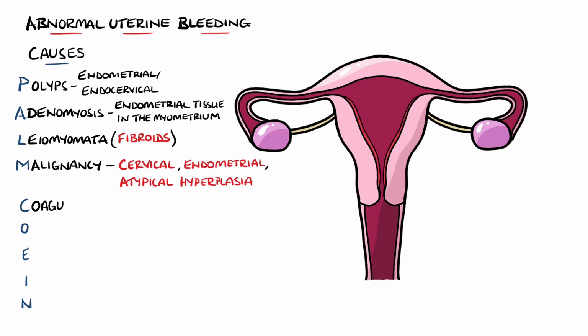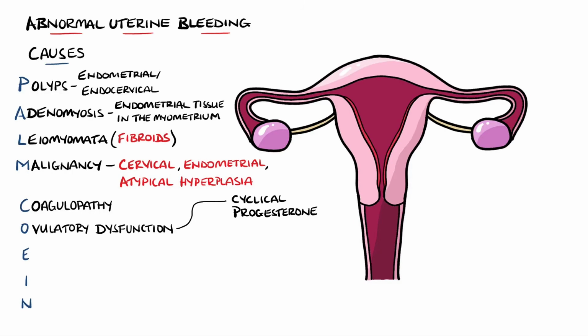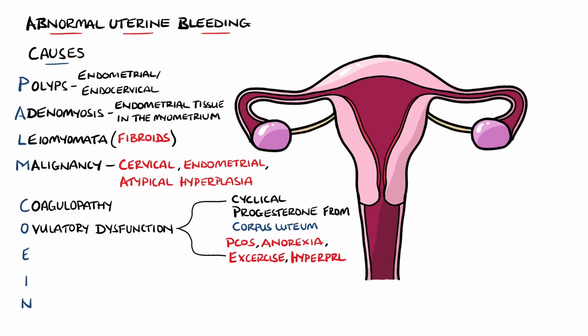The C is for coagulopathy, meaning that bleeding tends to be more severe in patients with clotting disturbances. An example would be von Willebrand's disease. Ovulatory dysfunction comes next, and this ties into the ovarian and uterine cycles. There is usually a cyclical production of progesterone coming from the corpus luteum, which is formed following ovulation in each cycle. Polycystic ovary syndrome, anorexia, excessive exercise, and hyperprolactinemia may be underlying causes.